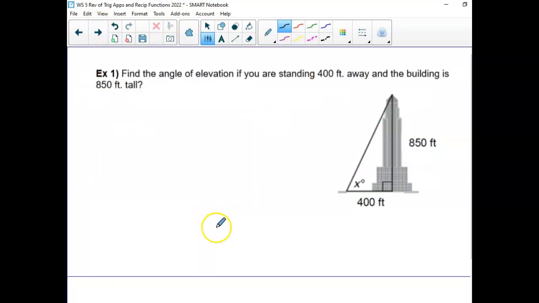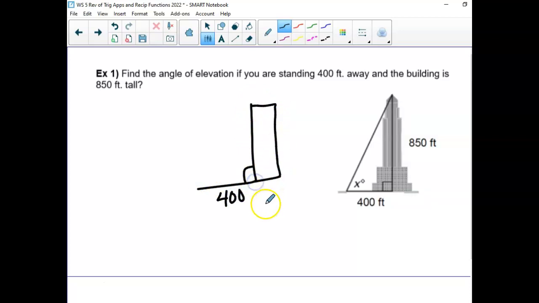All right, I happen to give you a picture on this one, but a lot of times I would give you this information without a picture. So you would say angle of elevation if you're standing 400 feet away from a building. So you'd say, okay, I'm 400 feet away. Building means there's a 90 because they're mostly straight, unless it's a leaning tower of Pisa. And the angle of elevation means I'm standing there looking up. And this particular question says the building is 850 feet tall.